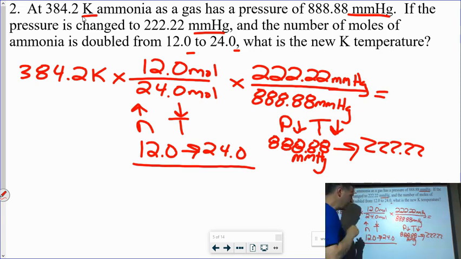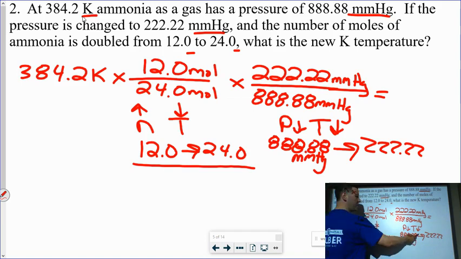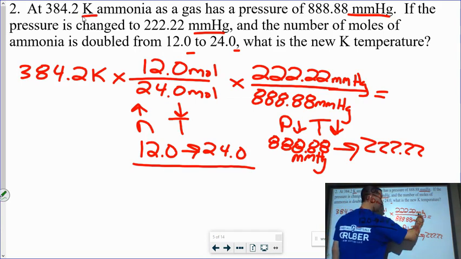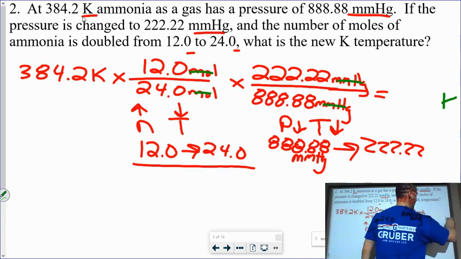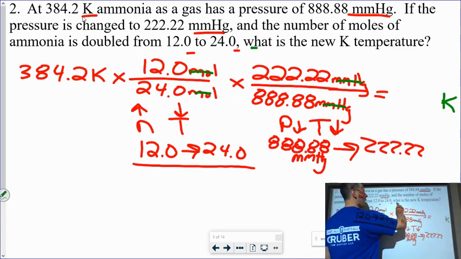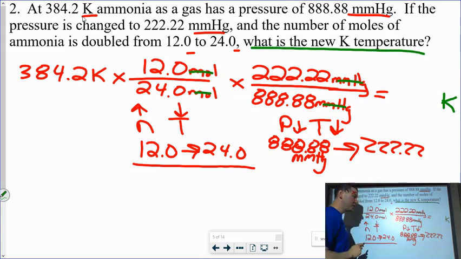All right, so again, we're going to repeat that. Over in this step right here, I want my temperature to get smaller, so I put the smaller of the two numbers on top. Over here, I want my temperature to get smaller, so I put the smaller of the two numbers on top. When I go through this, these labels cancel each other, these labels cancel each other, and I'm going to be left with my answer in Kelvin, and that is exactly what I want. I want a new Kelvin temperature.